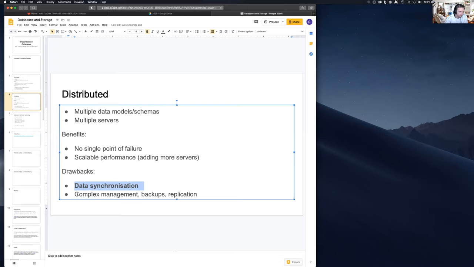The second problem is everything is more complex. It's harder to design. It's harder to logistically organize. It's harder to do replication, backups, and so on. But those are not too hard. This is hard, right? The problem of maintaining data consistency is the challenge of our distributed or decentralized databases.